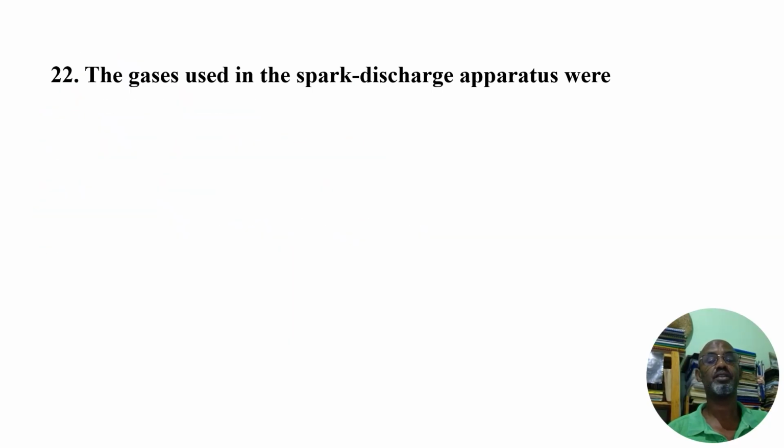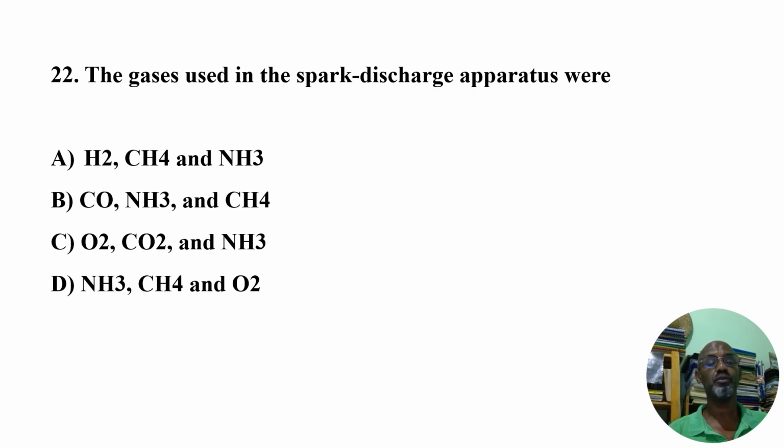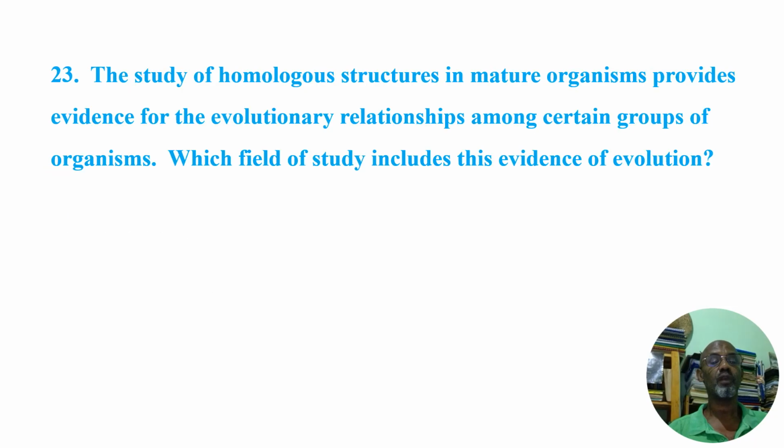Question 22. The gases used in the spark discharge apparatus were H2, CH4, NH3, CO, NH3, CH4, O2, CO2, NH3, NH3, CH4, O2. The answer is A. There was hydrogen, of course, methane and ammonia. This includes all. Question number 23.